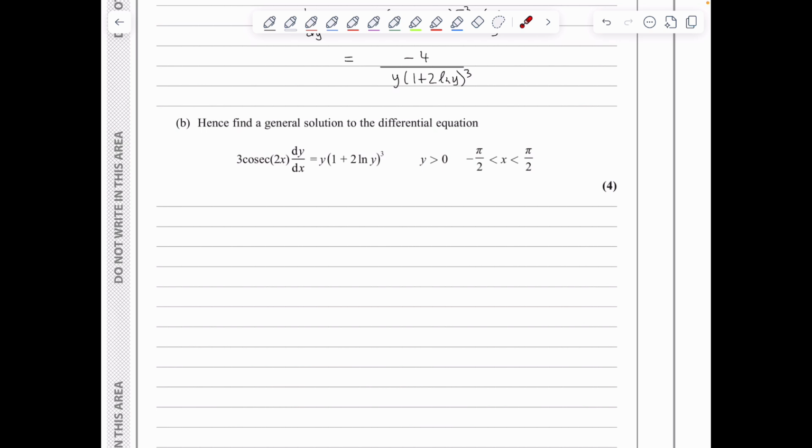In part B, we are asked to find the general solution to this differential equation here. I will start by separating the variables, which means I will be collecting the terms in y on the left hand side with dy and the terms in x on the right hand side with dx. So I'll be cross multiplying. So I get 1 over y times (1 plus 2 ln y) raised to the power of 3 dy is equal to 1 over 3 cosec of 2x dx, and I can integrate both sides.